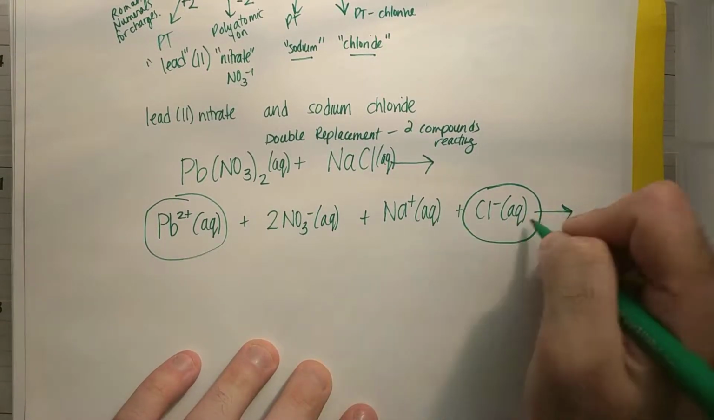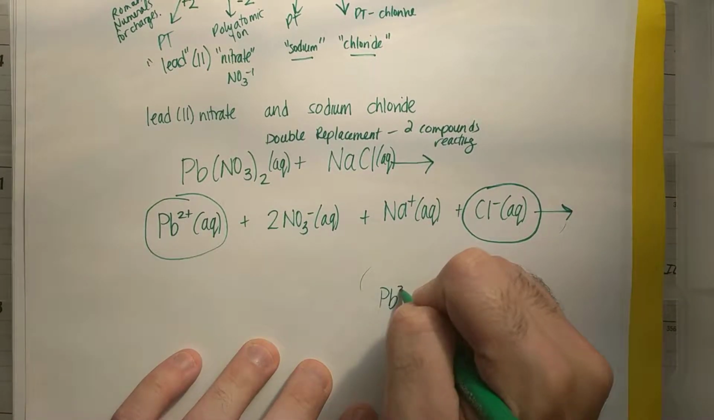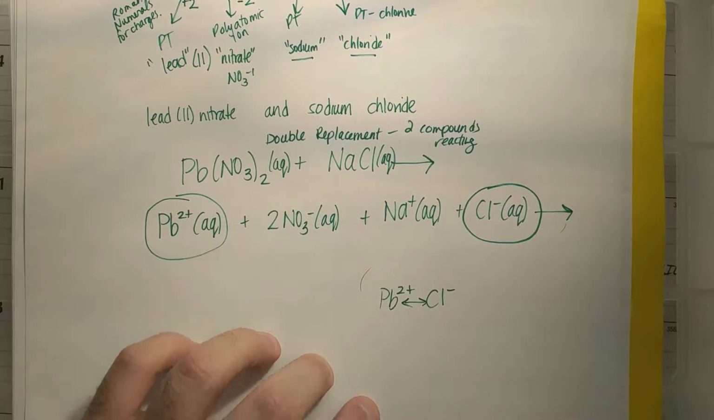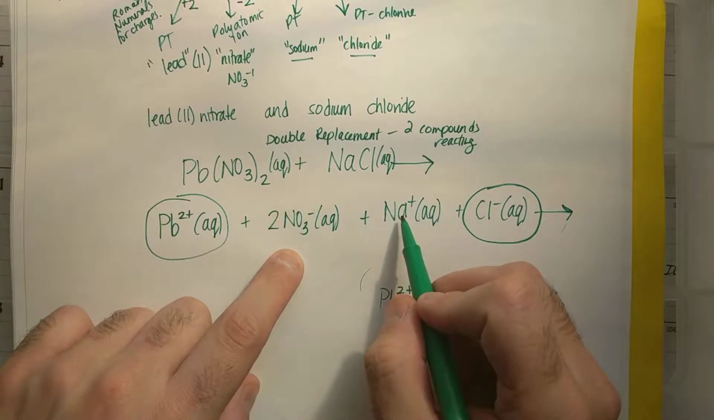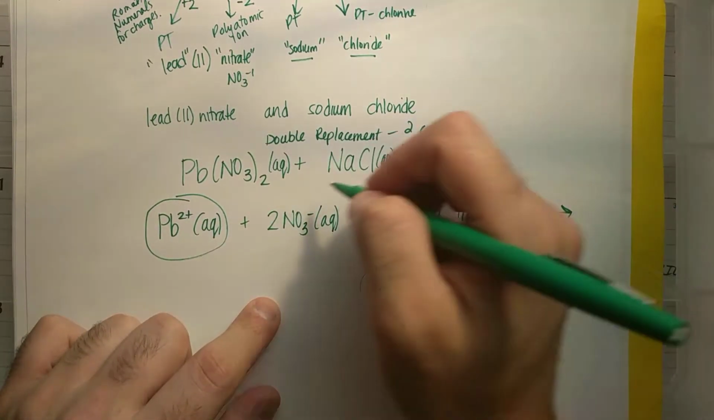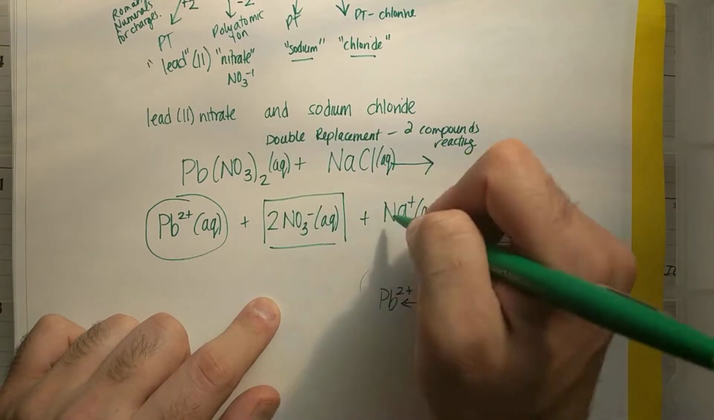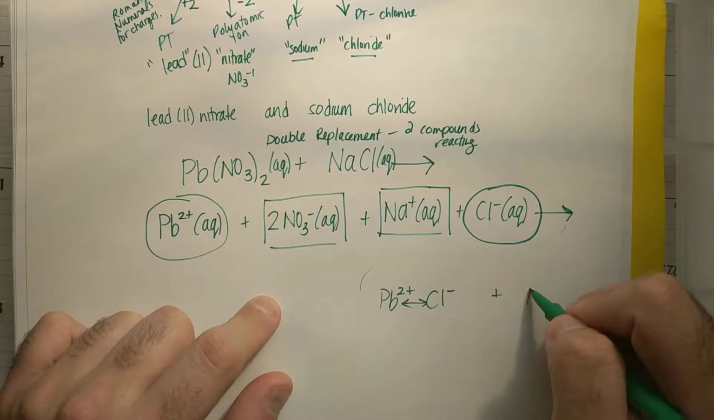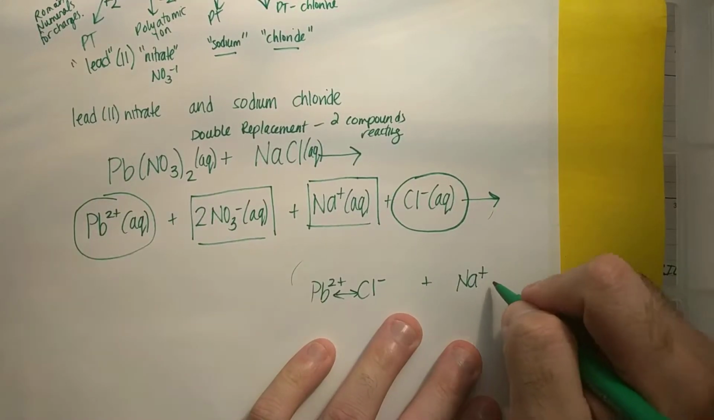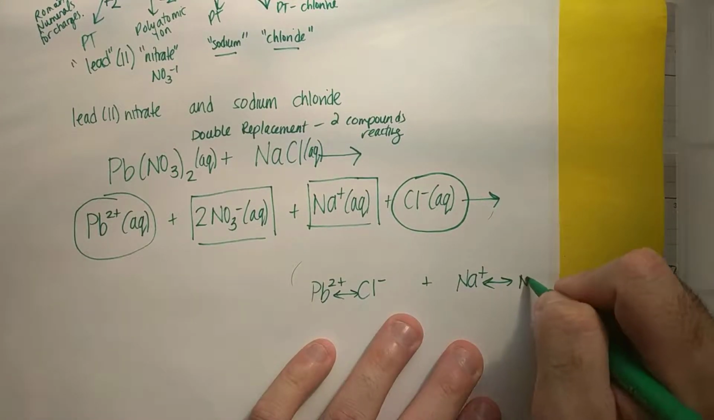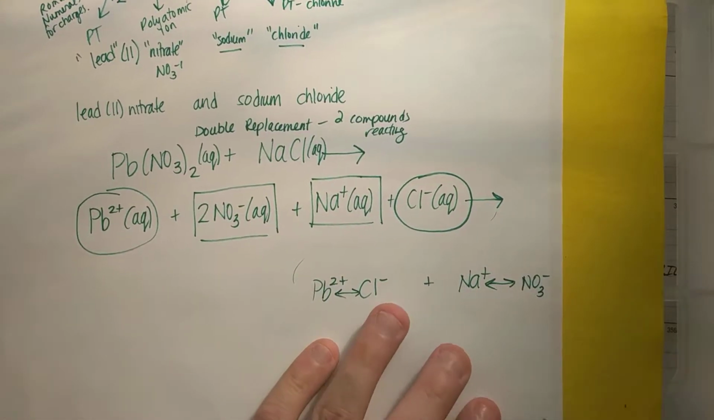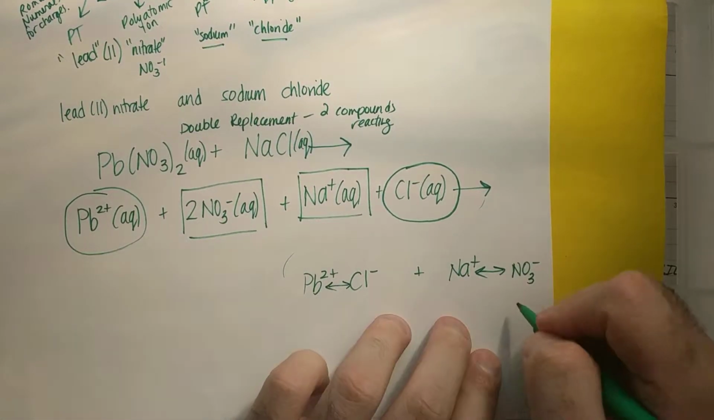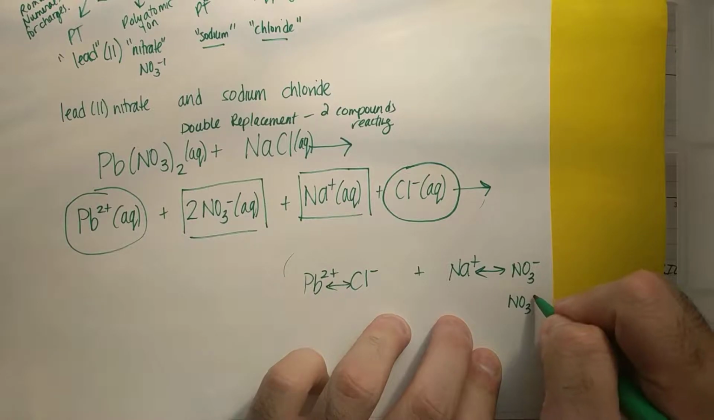So I'm going to write this down here. This is going to go right here. I'm going to have lead 2+ and Cl- somehow come together. And then what's left over is Na+ and NO3-. These two are going to come together. So I'm going to have Na+ somehow reacting with NO3-. And there's 2 NO3- ions.